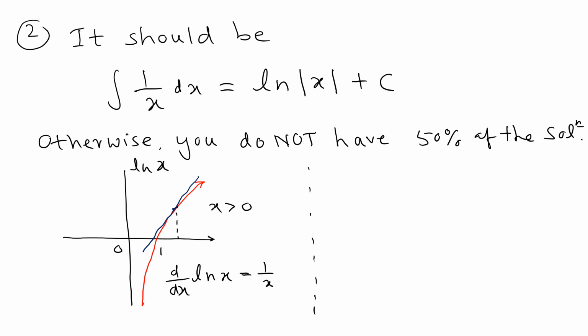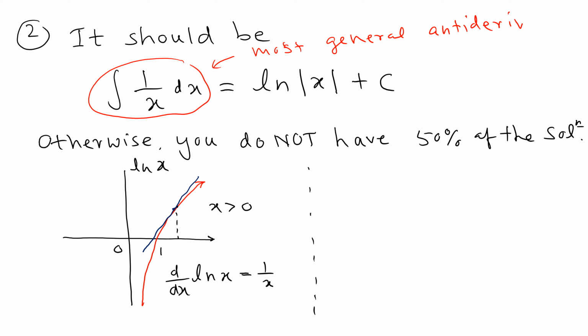So when you write the integral of 1 over x dx, that means the most general antiderivative. And that is actually the problem, because it should be the most general one. You can't just pick part of it, because you have only the solution for x positive. What about x negative? Let's look at the other side of the graph.